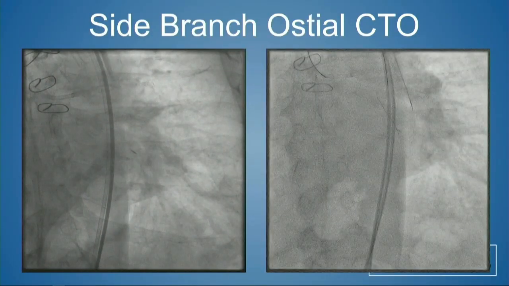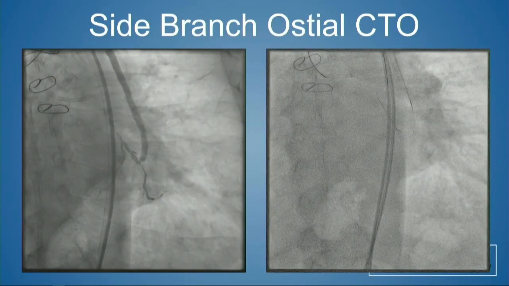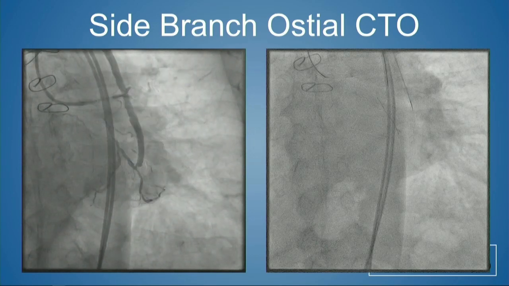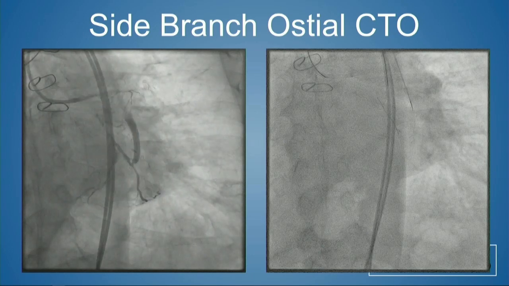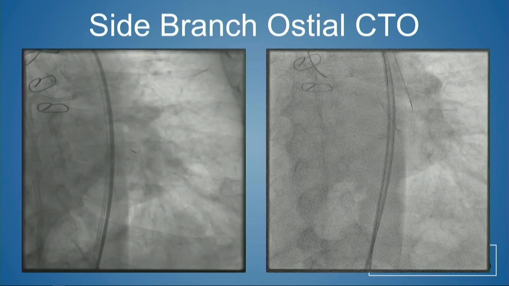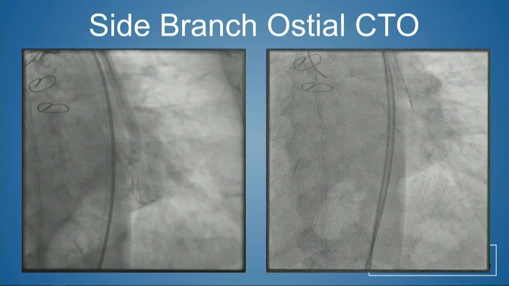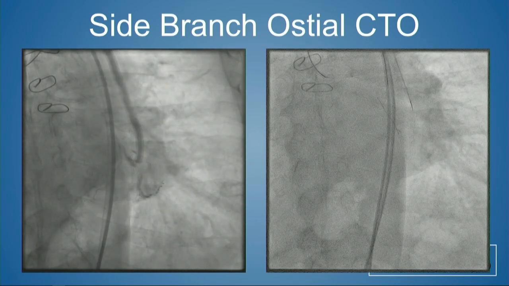So here are a couple of side branch ostial CTOs. This is a case I did a couple years ago. It's a gentleman who had a previous bypass and had an anastomotic lesion on the circumflex. And previously it was noted that his circumflex was actually also retrograde filling a ramus branch, which was no longer filling. And he was having significant anginal symptoms.